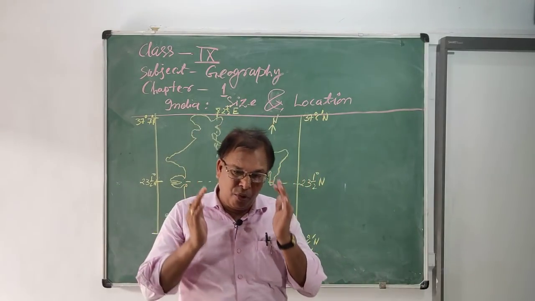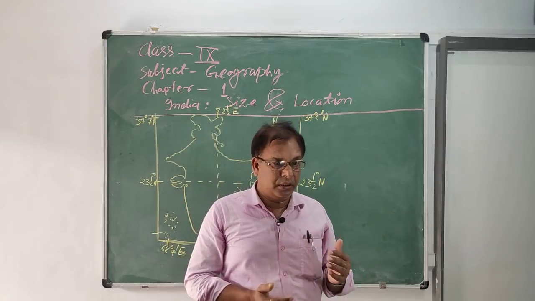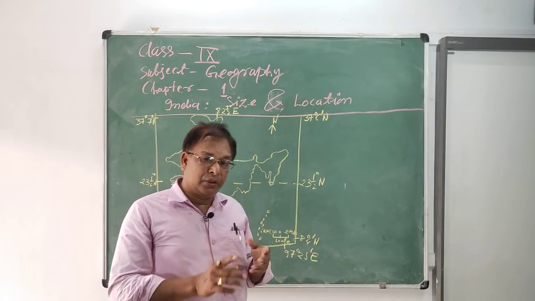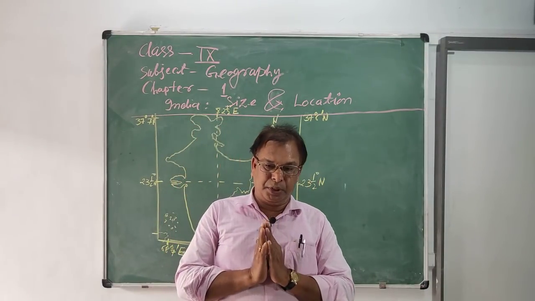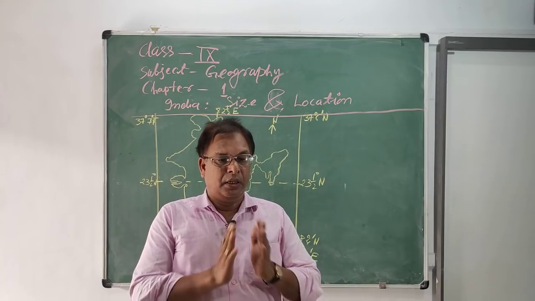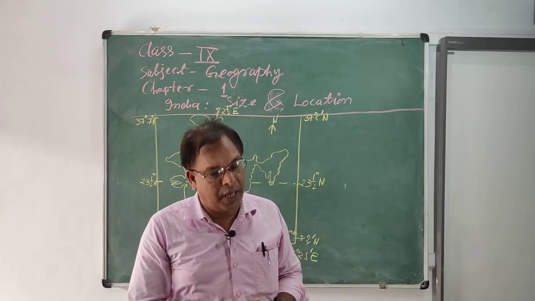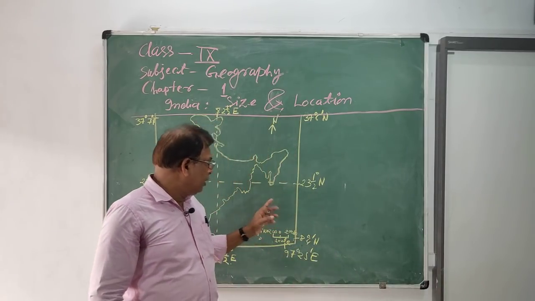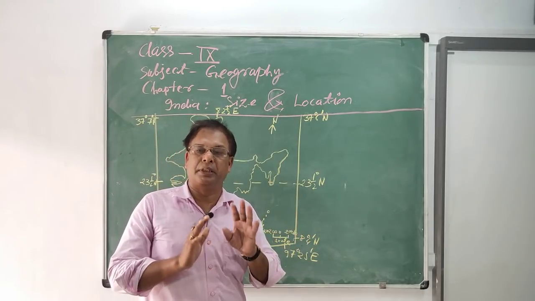India lies fully in the northern hemisphere, but India also lies in the eastern hemisphere. The eastern hemisphere is divided by the prime meridian or the Greenwich line. So, India lies fully in the northern and eastern hemisphere of the world.